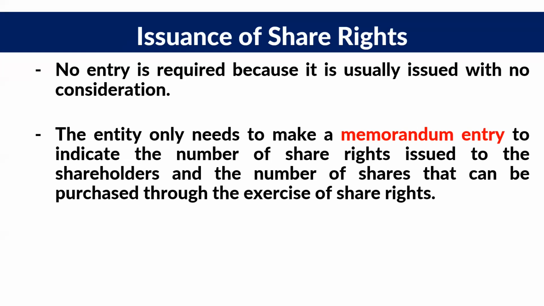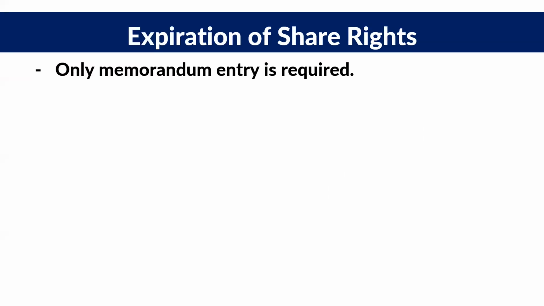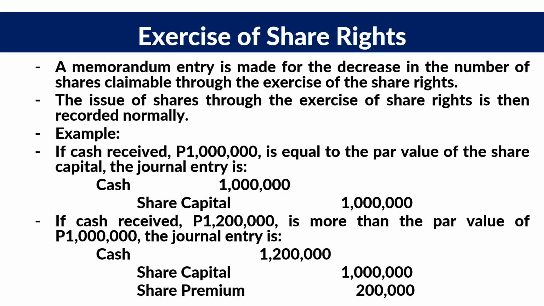So, issuance of share rights. No entry is required because it is usually issued with no consideration. Then the entity only needs to make a memorandum entry to indicate the number of share rights issued to the shareholders, and the number of shares that can be purchased through the exercise of share rights. Upon expiration of the share rights, a memorandum entry is required. And then the shares issued through the exercise of share rights are recorded normally.